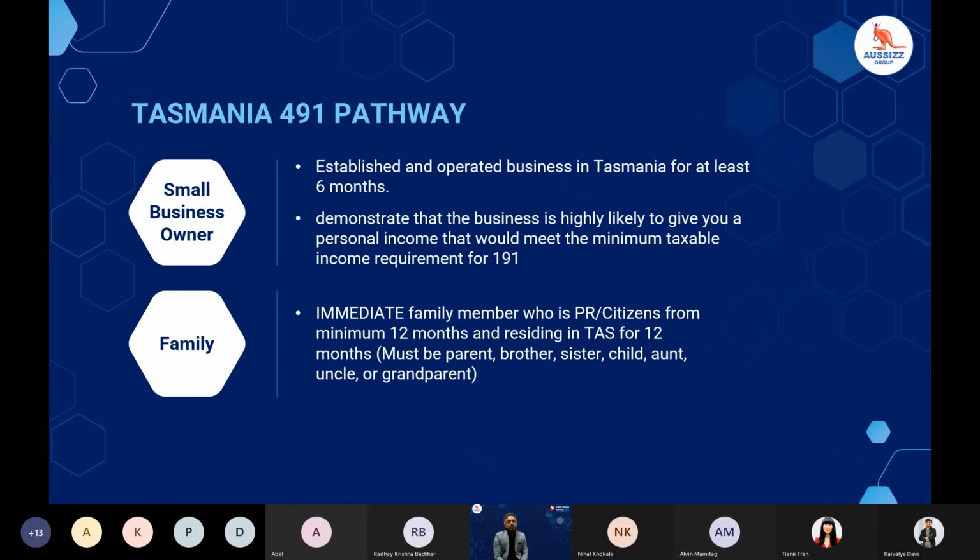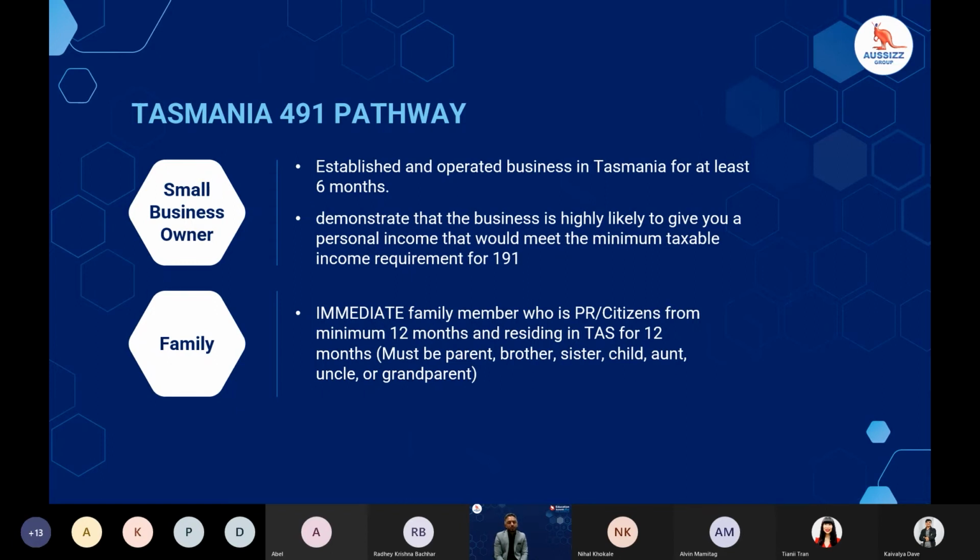There are two more pathways. Next one is the small business owners pathway. You can establish a new business. Here you cannot buy an existing business. You have to establish your own new business and operate it for 6 months and demonstrate that your business is likely to generate a personal taxable income for yourself of 53,900, which would meet the criteria for the subclass 191 visa after 3 years.